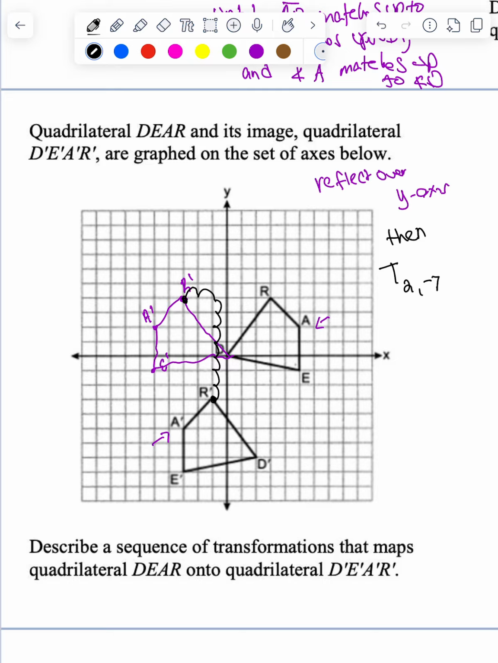I'm just using notation here. The first number in the notation stands for the movement on the x-axis, so left and right. If it was to the left, I would have written -2. And the second number represents the movement on the y-axis. Since I went down 7, I put a -7 to indicate the down direction.